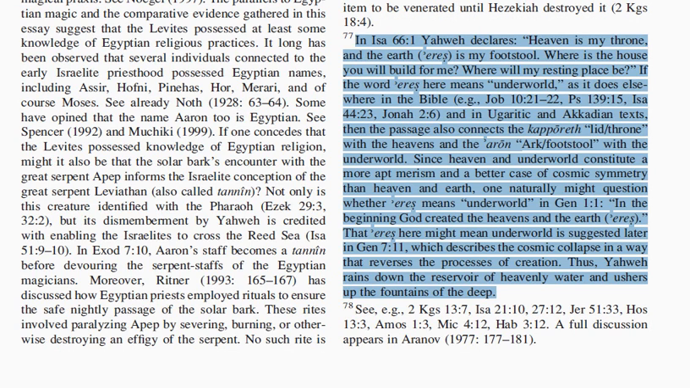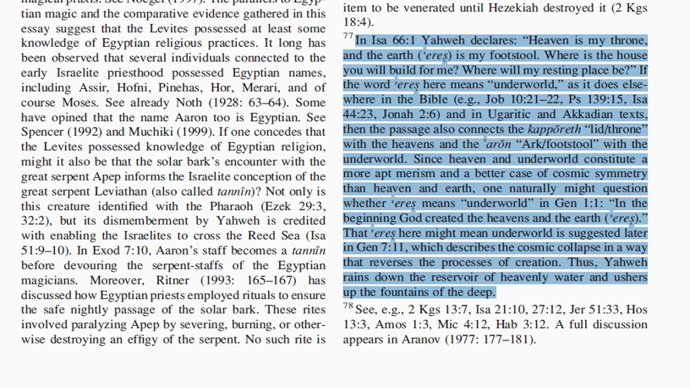If the word eretz here means underworld, as it does elsewhere in the Bible, Job 10:21-22, Psalms 139:15, Isaiah 44:23, Jonah 2:6, and in Ugaritic and Akkadian texts, then the passage also connects the kapporet, lid throne, with the heavens, and the aron, ark footstool, with the underworld, since heaven and underworld constitute a more apt merism and a better case of cosmic symmetry than heaven and earth.